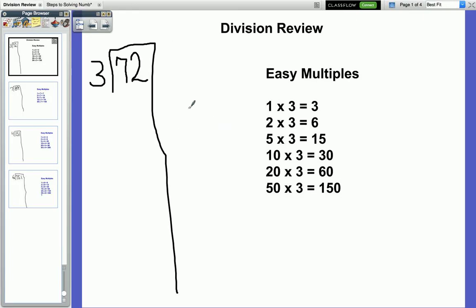Okay, so today we're going to review partial quotients division, and there will not be a home link to go with this, so that's a day off for you.